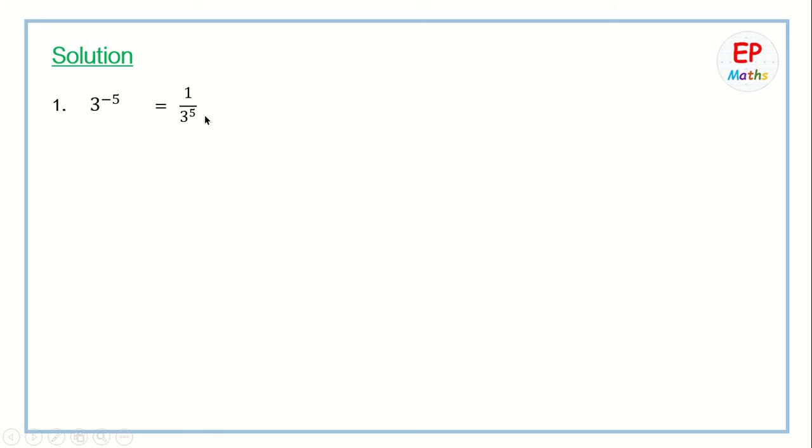This means that we have 1 out of 3 to the power of 5. But 3 to the power of 5 means 3 times 3 times 3 times 3 times 3. This is 1 out of 243. Okay? Part 2.